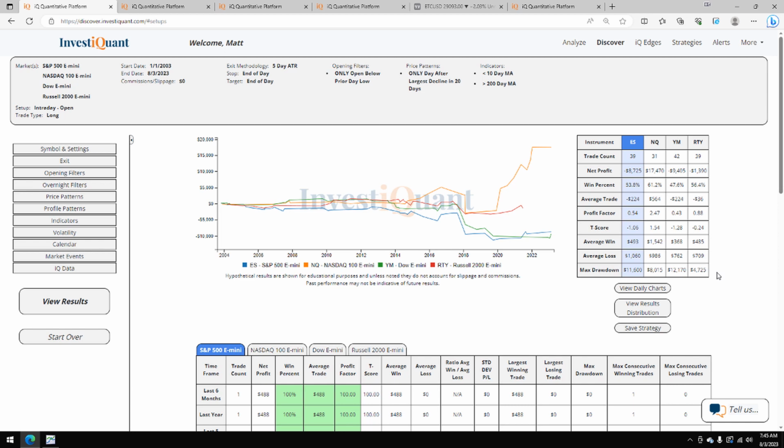So very mixed pattern. I don't see a consistent bias here anywhere. They are kind of all over the place, with NASDAQ being the strongest of the group. This is the NASDAQ equity curve right there. And the Dow probably the weakest of the group, but those are kind of mixed.